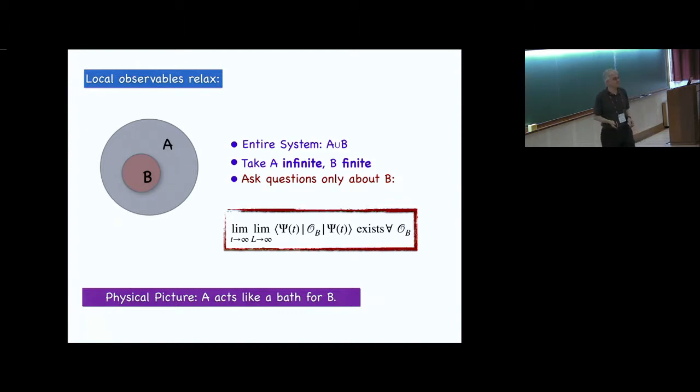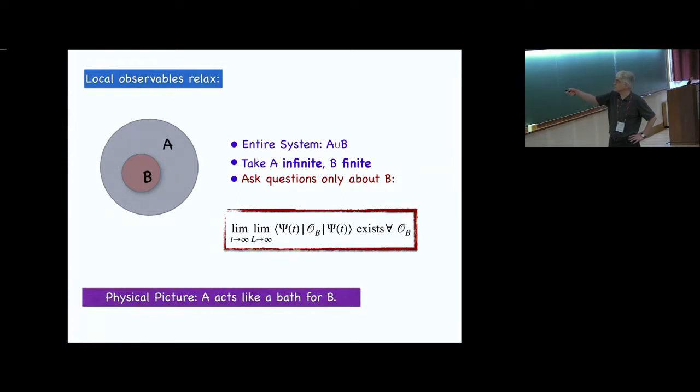So that means all measurements I do happen only in subsystem B. So that basically means I only measure local operators that involve the degrees of freedom in some subsystem. And that's experimentally a very meaningful set of observables to consider. And then it turns out this limit I was interested in does exist for such operators.